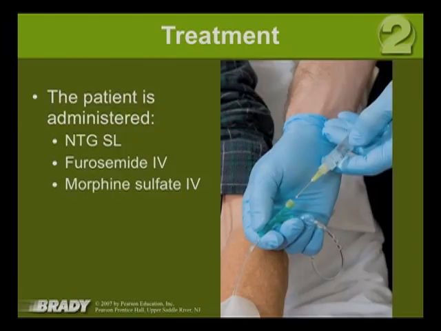The patient is administered nitroglycerin sublingual, furosemide IV, or what we commonly refer to as Lasix, and morphine sulfate. A couple of things to remember when we're administering drugs is why we're giving them. Remember that your Lasix or furosemide is a loop diuretic, and it's going to inhibit reabsorption of sodium and chloride in the kidneys. It's also going to cause venous dilation in about 5 minutes after giving it.